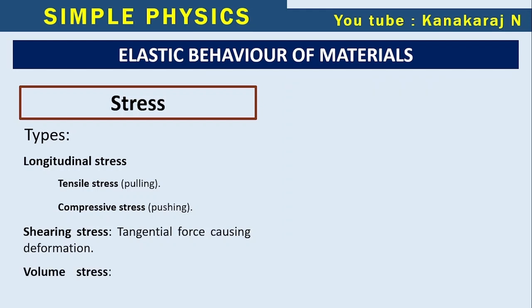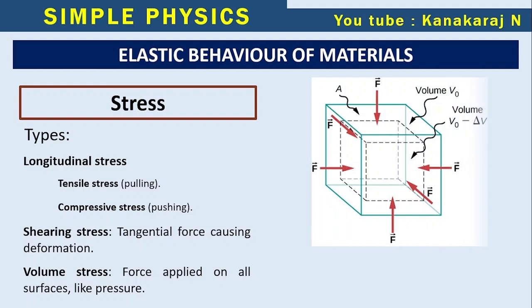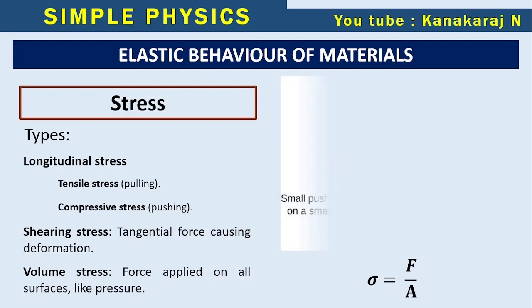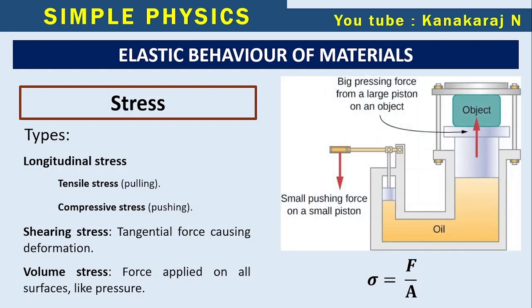Volume stress, force applied on all surfaces like pressure. Here you have a cube that has been given a force in all directions, and its volume decreases to a smaller value. So the stress sigma equals F upon A. For every face, you have a stress. Here you have a hydraulic lift where volume stress is used.